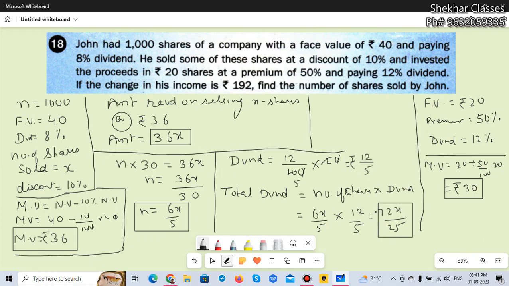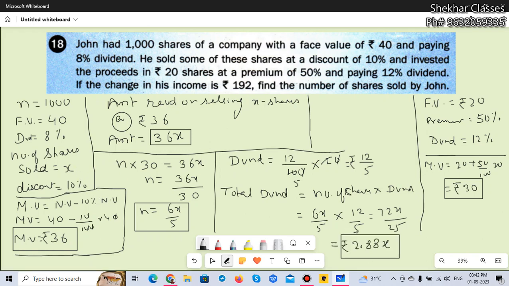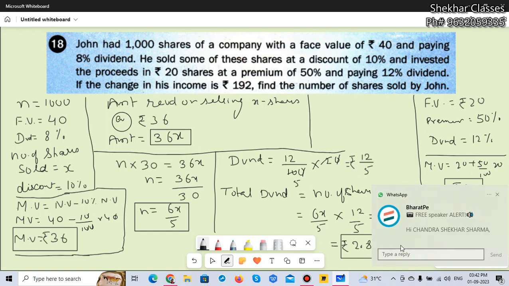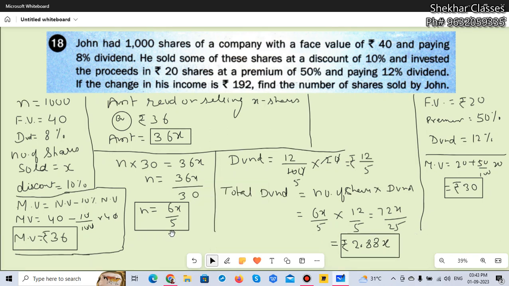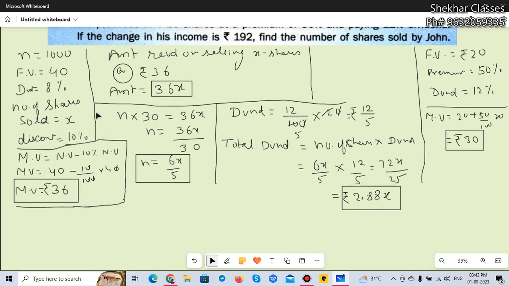Got it? This is the total amount that he has received as a dividend, and in the previous case he had received how much? We have to calculate this also. See here, if you divide 72 by 25, you will get 2.88. Fine. Now we have to calculate the dividend received from the previous one.